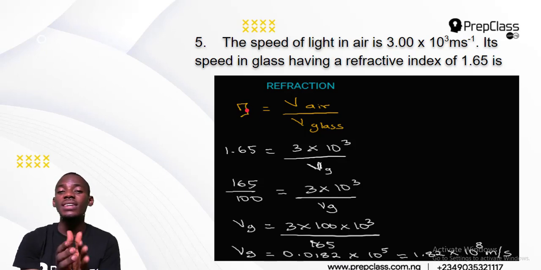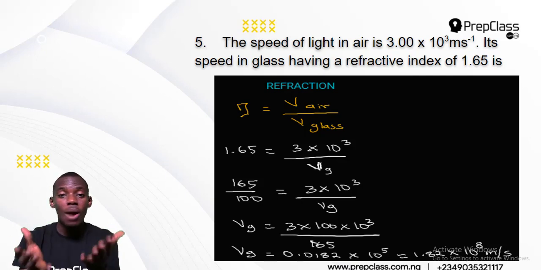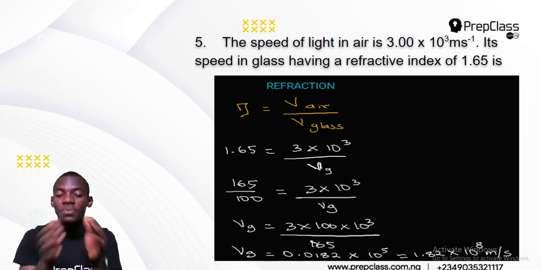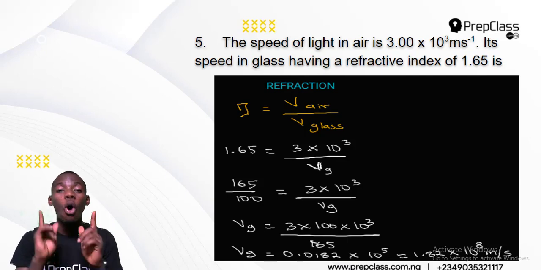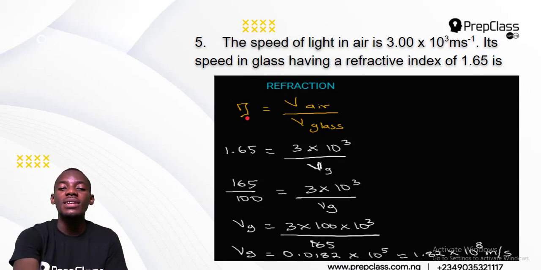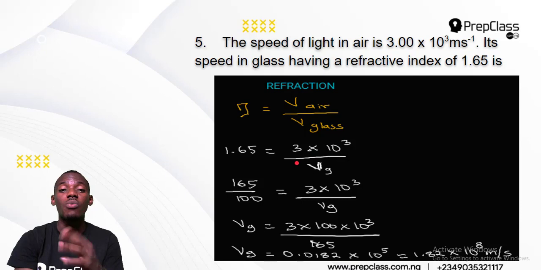Now, generally, the refractive index is given by the sine of incidence over the sine of refraction, but it can also be given by speed in air over speed in glass, or whatever you are working on. So there are actually two formulas for refractive index. It is either the sine of incidence over sine of refraction if it is a ray question, or speed in air over speed in that material you are working on. In this case, it is glass. So we have my refractive index in the question is 1.65. My speed in air is given to me as 3 times 10 to the power 8, and my speed in glass is what I'm told to find.